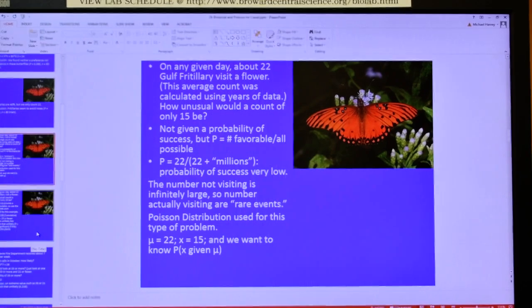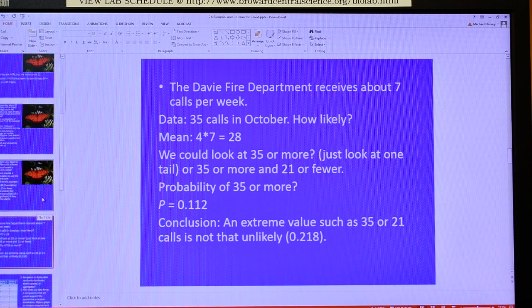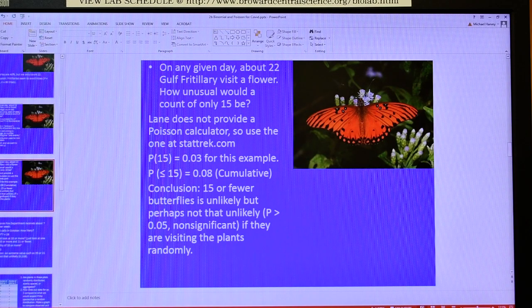Let's see if we have a conclusion on this slide here. Oh no, we have another example. Well, let's go ahead and write a conclusion for this one. Actually, we do have a conclusion here. When you figure out the probability of exactly 15, that's only about 3%. Getting 15 or fewer, about 8%. So 15 or fewer butterflies is unlikely, but perhaps not that unlikely.